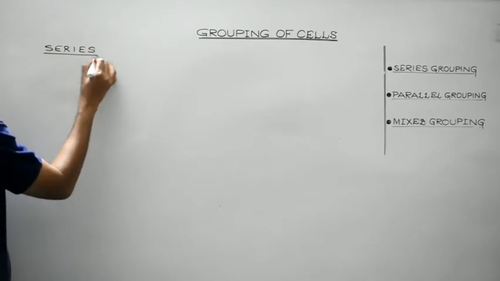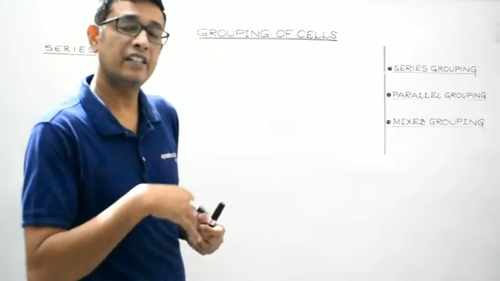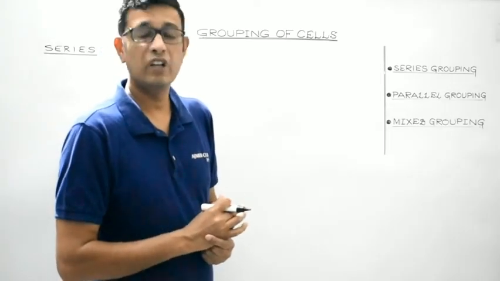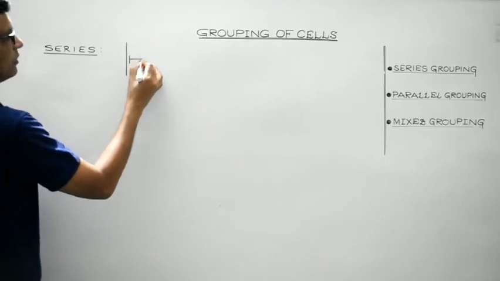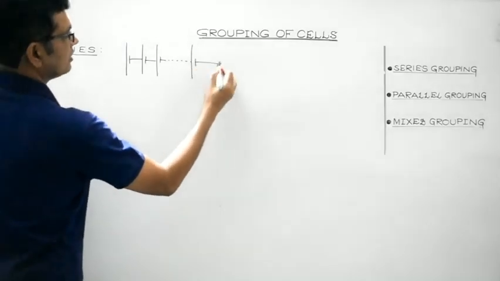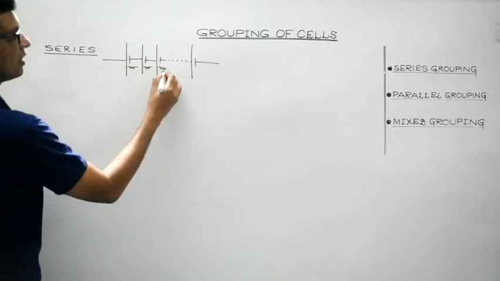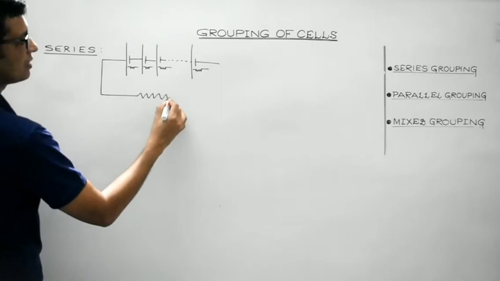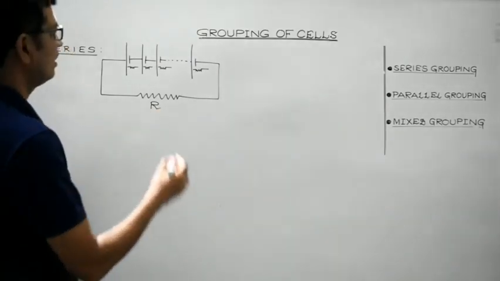So let us consider n cells, all identical, connected in series, and they are connected in such a manner so as to send current in the same direction through an external resistance capital R. Each cell has EMF E and internal resistance r, all connected in series so as to send current through an external resistor in the same direction. This is the external resistor offering resistance capital R, and all the cells are identical.